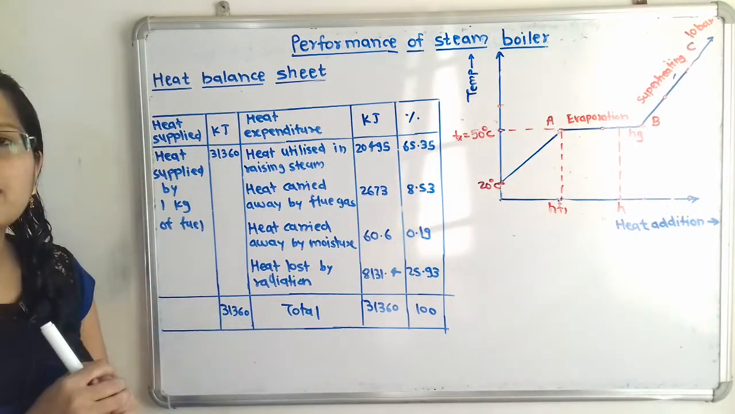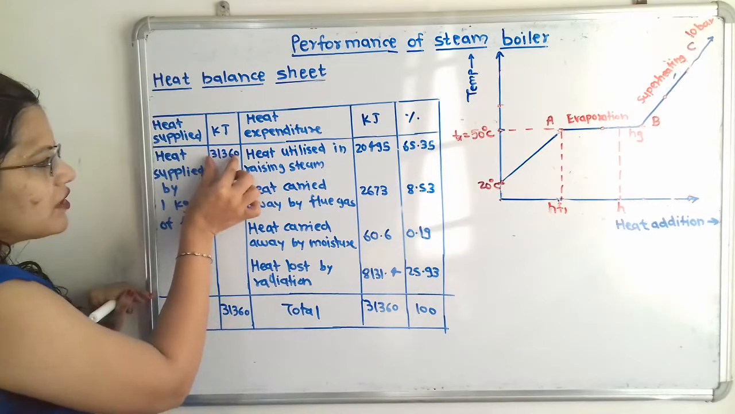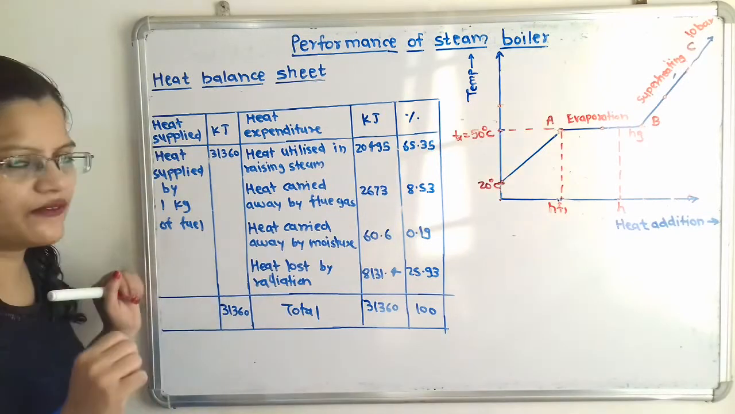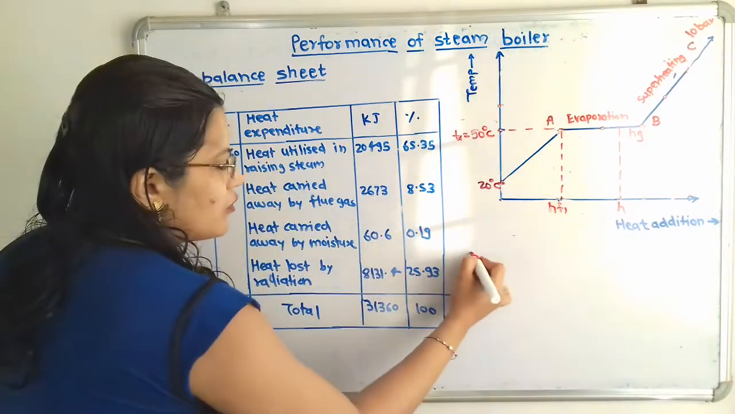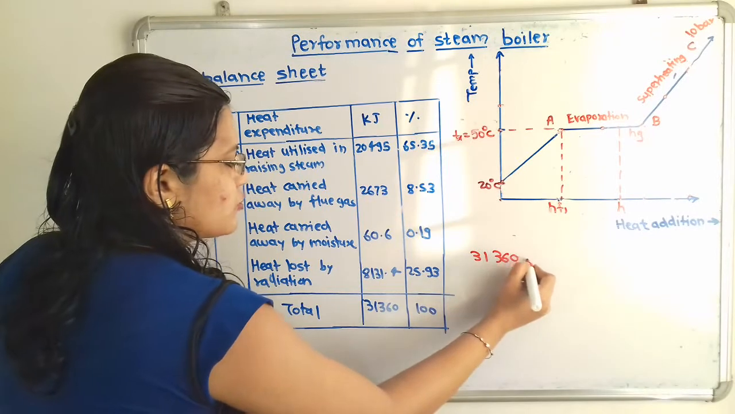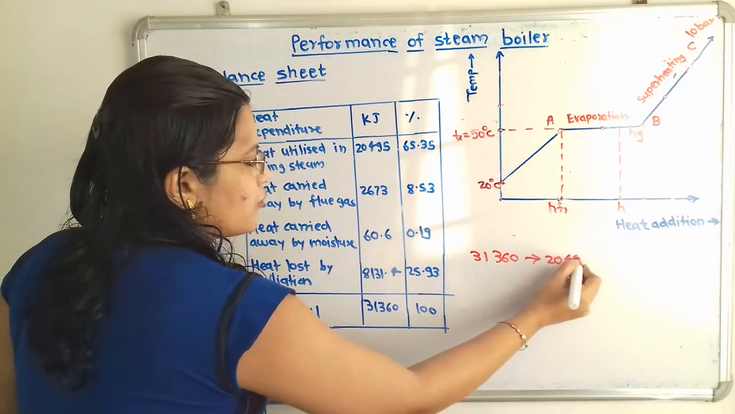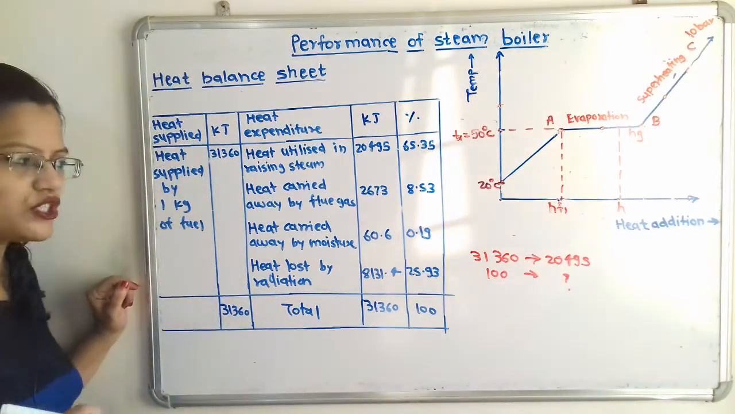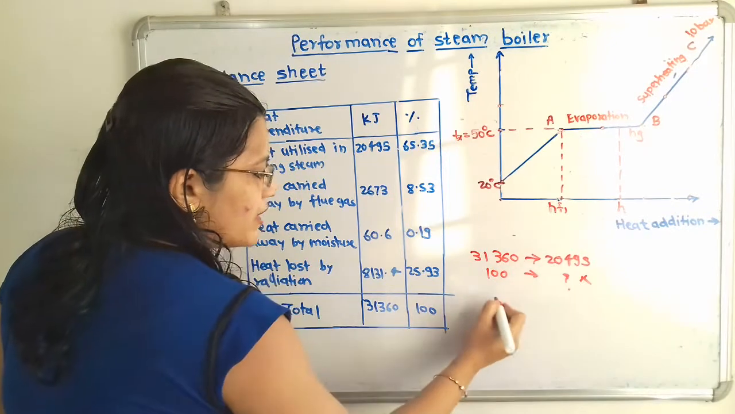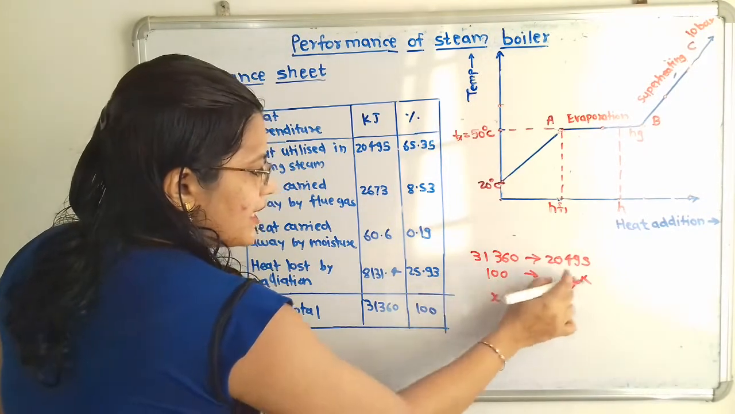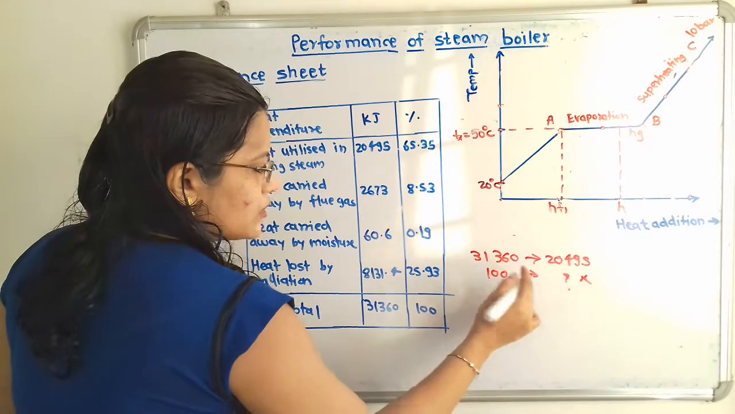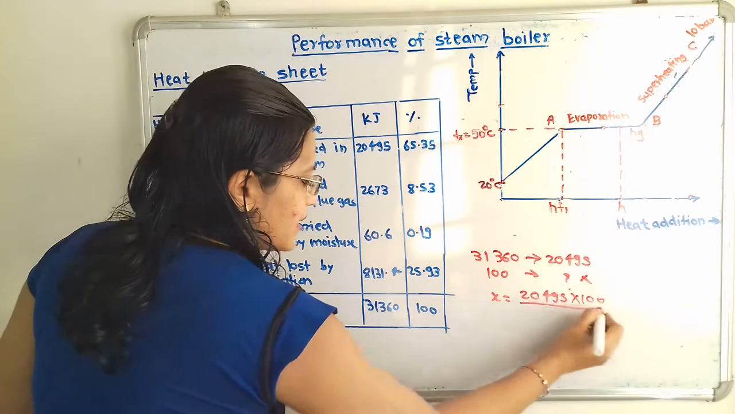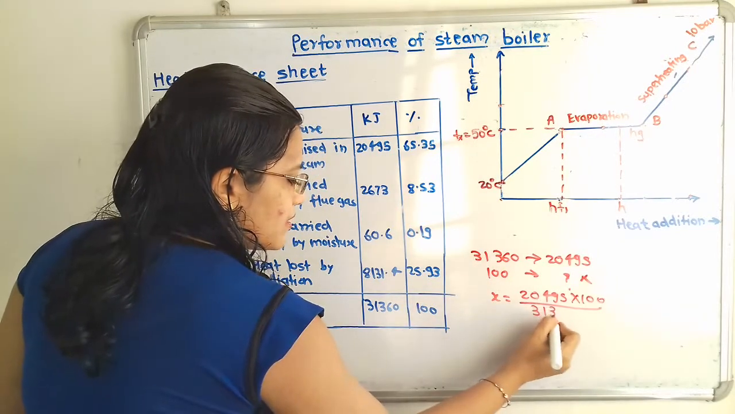20,495. Now how to convert it into percentage? So out of total 31,360, heat consumption is 20,495. So in percentage, out of 100, what is the percentage? Question mark. So how to find out this value of x? So x is equal to, we will say x multiplied by 31,360 is equal to 20495 multiplied by 100 divided by, again we will take 31360.